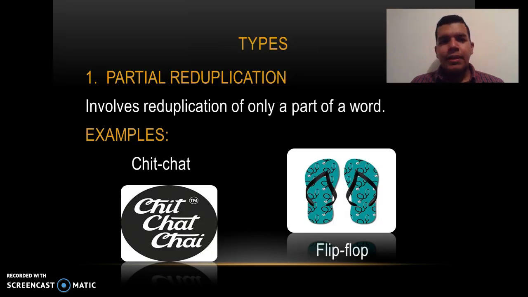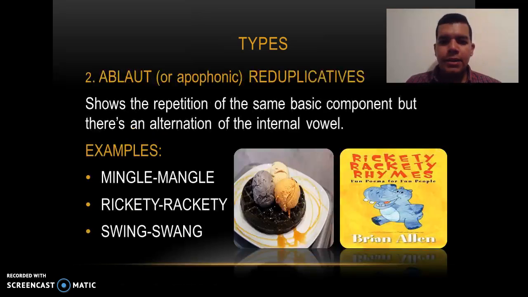Let's see them. The first is partial reduplication. It involves reduplication of only a part of a word. Examples: chit chat. Chit chat makes reference to a conversation that doesn't matter. And flip flop makes reference to a pair of sandals, as we can see in the image.